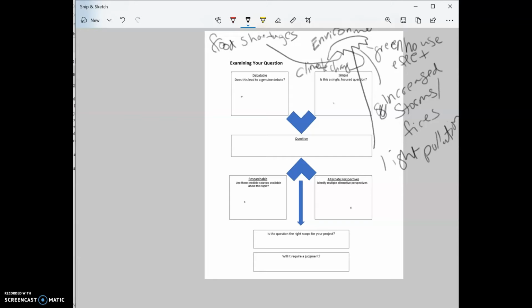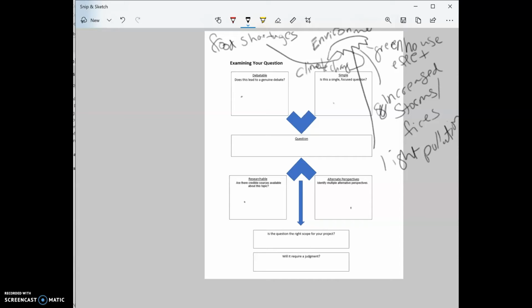For example, I had a student who said they wanted to talk about cancer. Okay, what about it? Nobody's going to argue whether cancer should exist or not. That's not a topic. What you might want to change that to is, should there be more funds allocated to cancer research? That's debatable. That's something you could talk about, and you can talk about aspects of that. So that's what the IRR does.